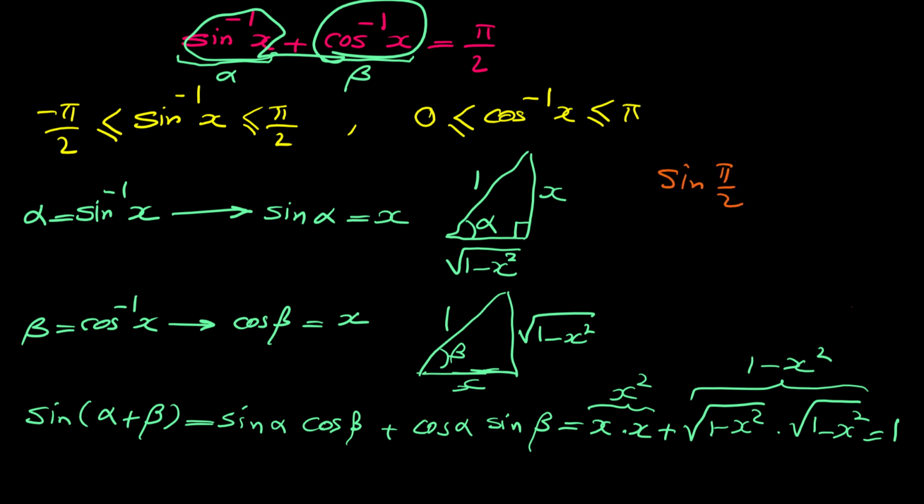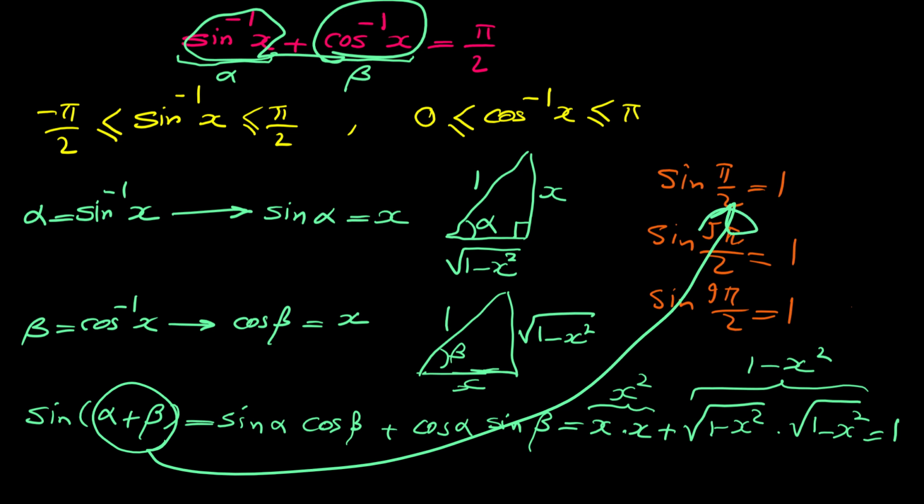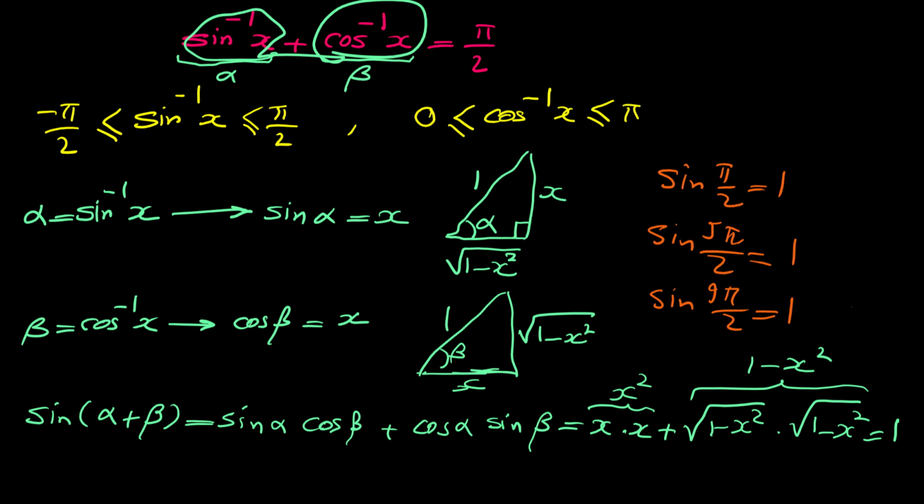Yes, that's true. But sine of 5 pi over 2 is also 1. Sine of 9 pi over 2 is also 1. So how do we know that alpha plus beta should be equal to pi over 2? Why not equal to 5 pi over 2 or 9 pi over 2? Now we can use these relations, because here we have to reject other answers.